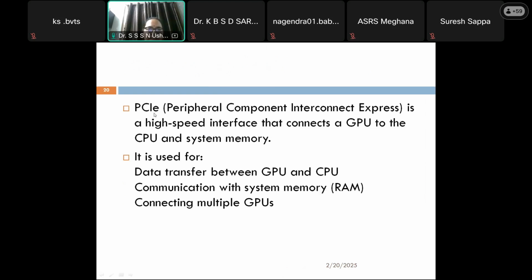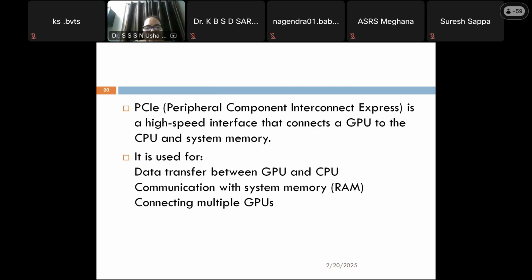So what is PCIe? Sometimes we say PCI Express, sometimes we get PCIe. Peripheral Component Interconnect Express acts as an interface between the CPU and GPU.